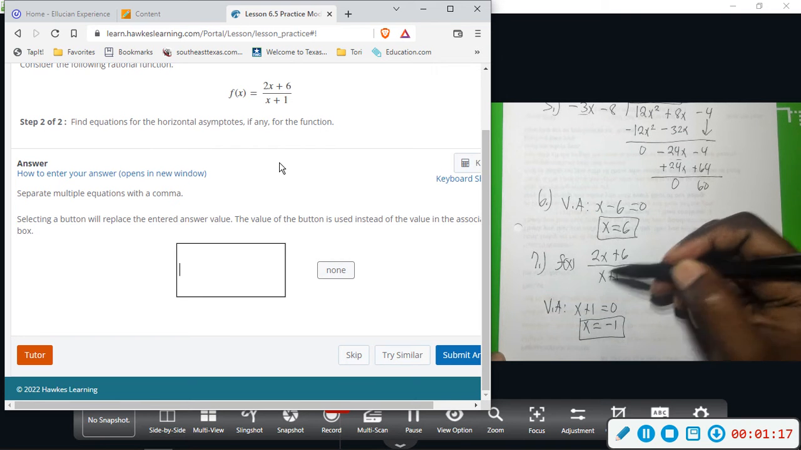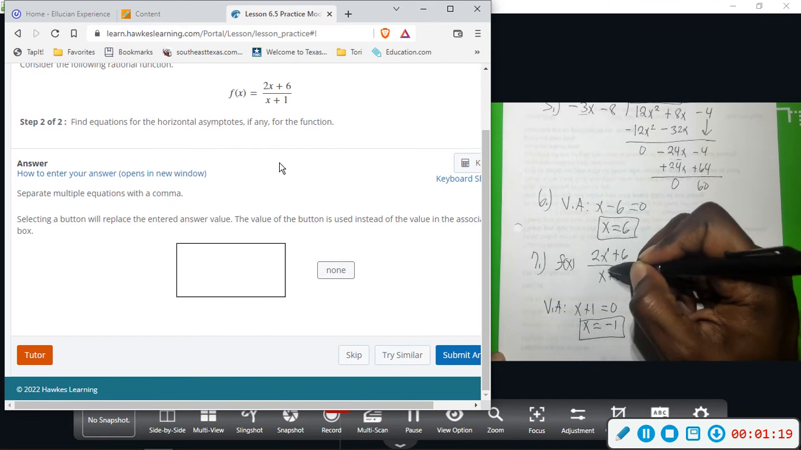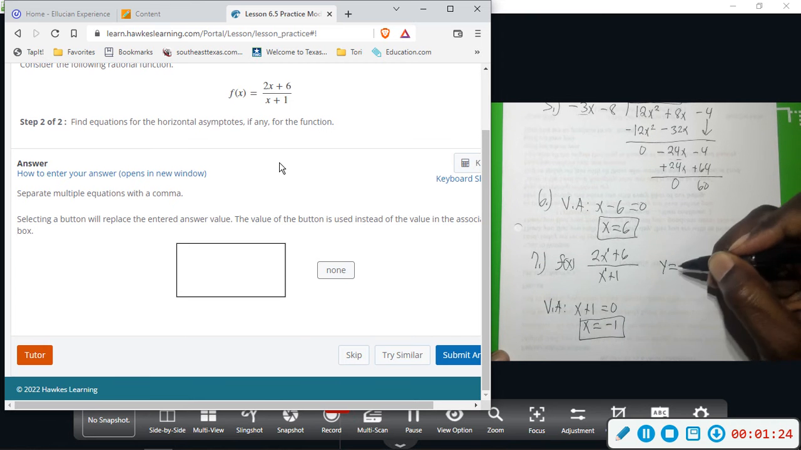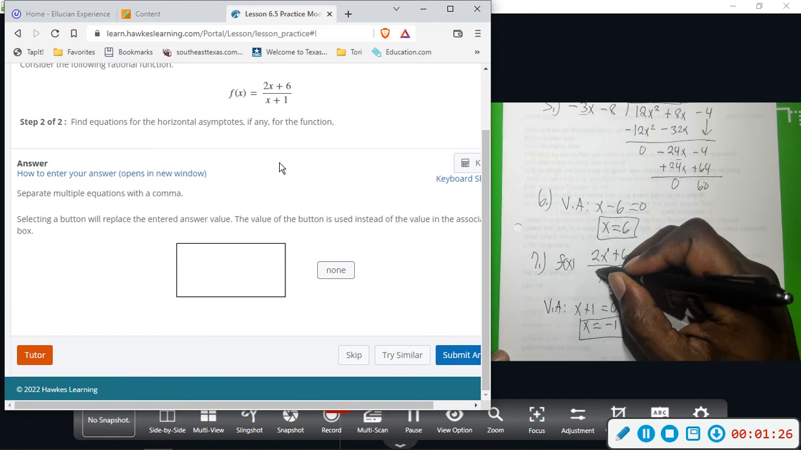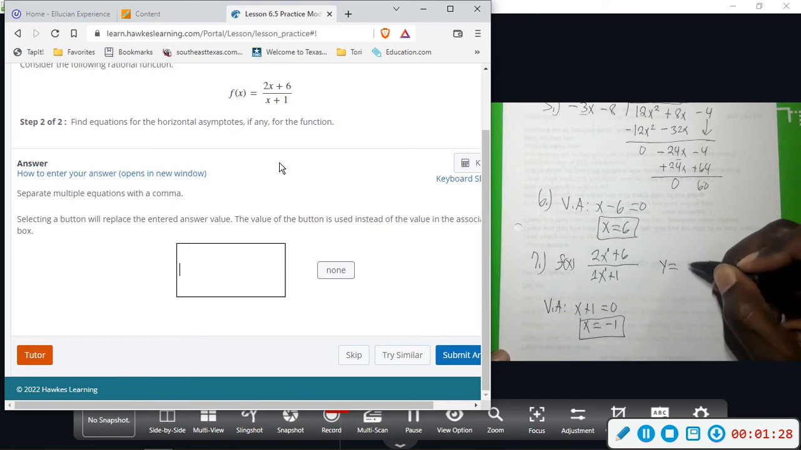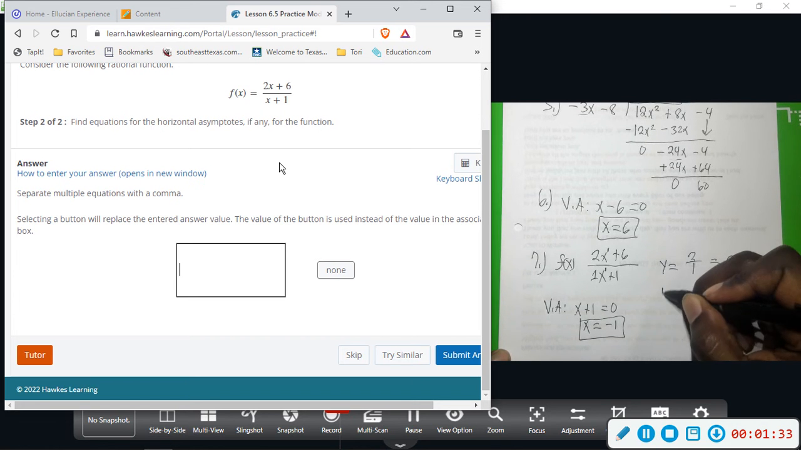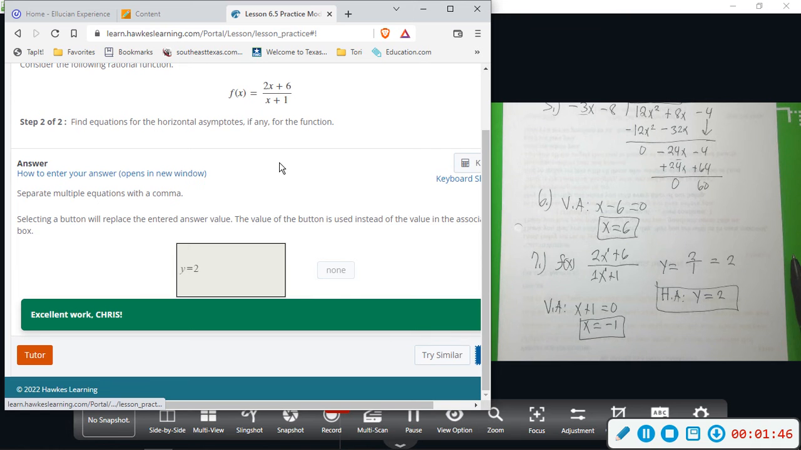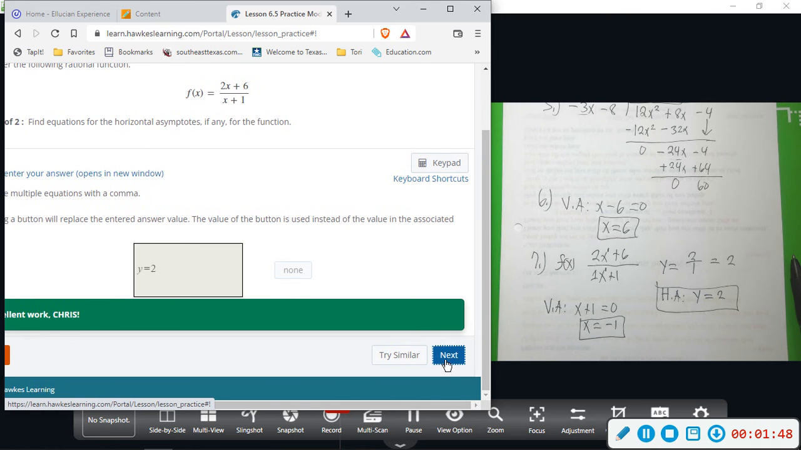So notice here, the degree on top is 1. The degree on bottom is 1. So our horizontal asymptote is going to be 2 over 1, the coefficients. That reduces to 2. So your horizontal asymptote, in this case, is y equals 2. If you want to reduce it, don't write 2 over 1, convert it to 2. So y equals 2, and we hit enter, and then that is good.